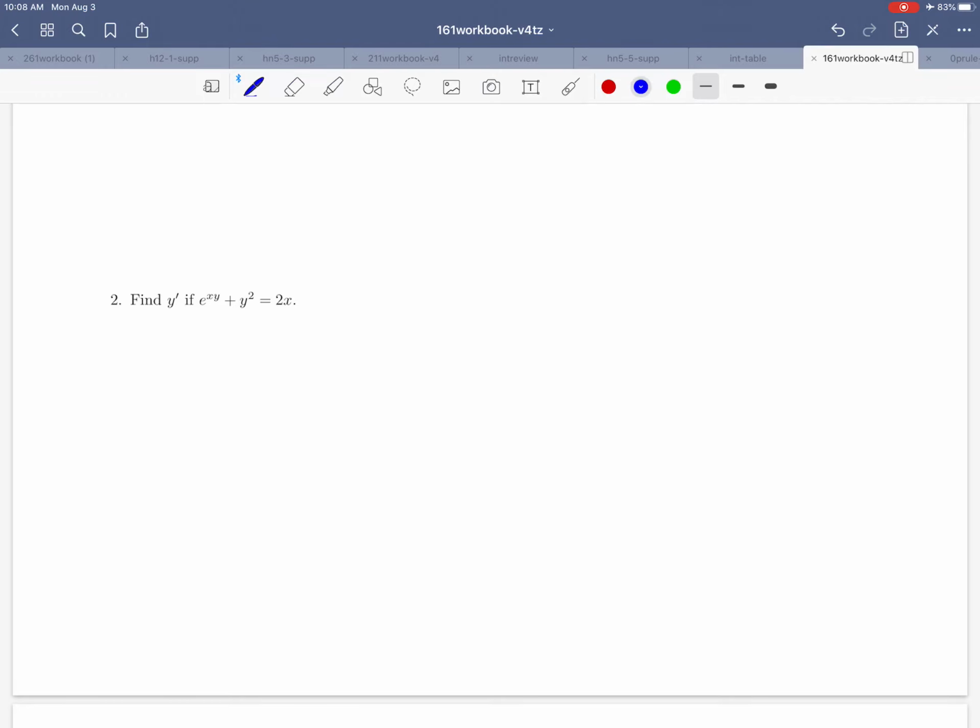Hello and welcome to exercise 2 on page 61. In this problem, we are going to be finding y prime if e to the xy plus y squared equals 2x. In this example, I'm going to use the shorter of the two methods for finding a derivative using implicit differentiation. Again, you're welcome to use the longer way if that works better for you.